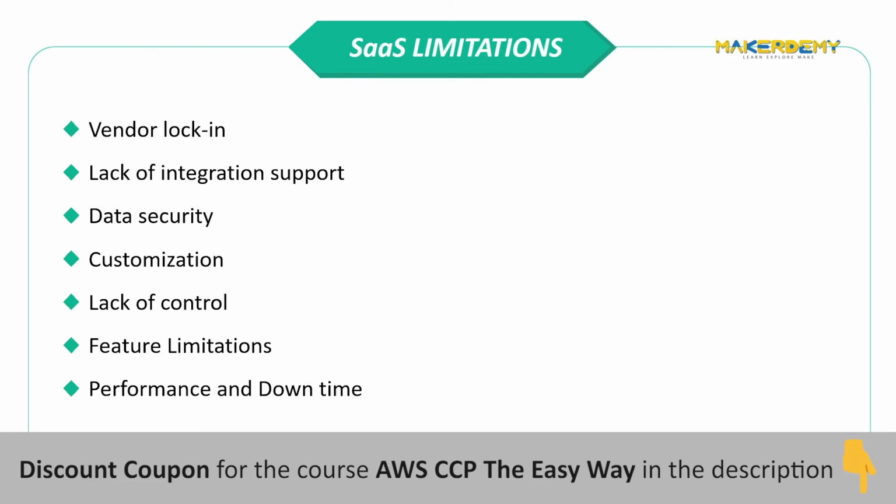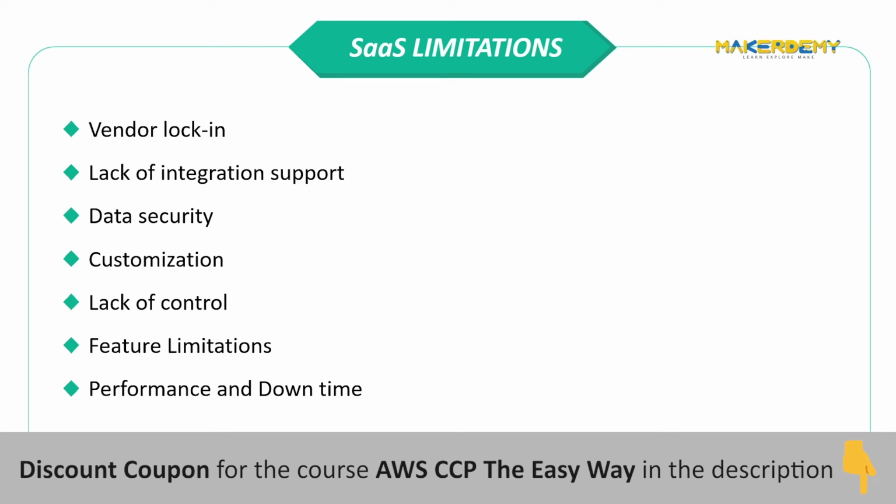SaaS limitations and concerns. Vendor lock-in. Vendors may make it easy to join a service and difficult to get out of it. For instance, the data may not be portable technically or cost-effectively across SaaS apps from other vendors without incurring significant cost or in-house engineering rework.